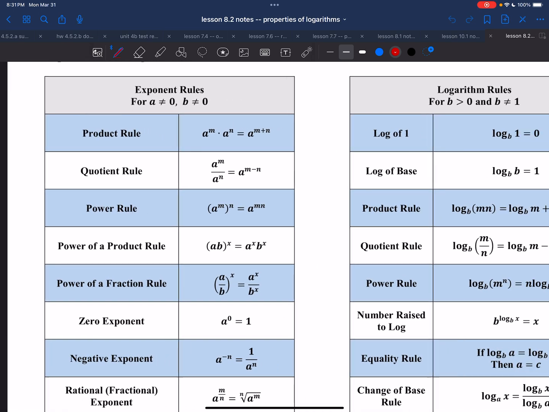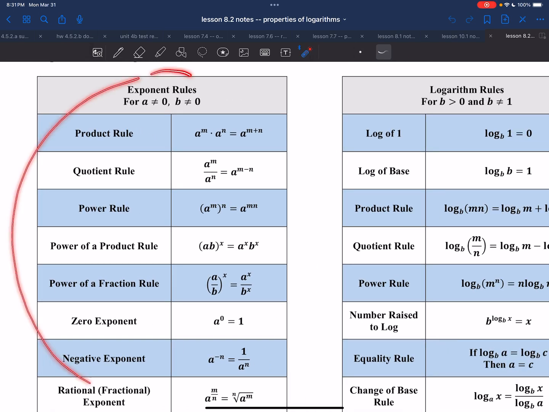To start out this video, what is this about? Zooming in here and looking at this table, which shows the exponent rules. These are things you know or should know from the past, from Algebra 1, and from our work with exponentials so far through Algebra 2.